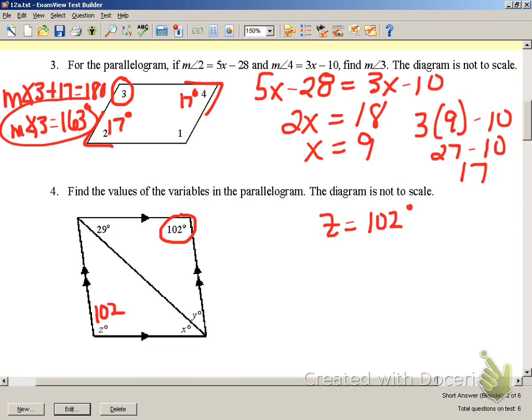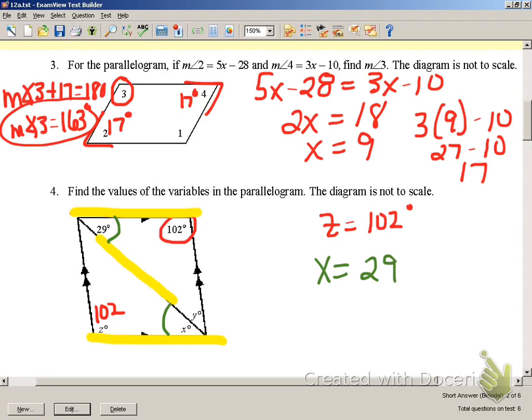Now, by us having parallel lines cut by a transversal, going through our properties of parallel lines, we know that alternate interior angles are congruent. So x equals 29 degrees. So now we need to figure out angle y. A couple of ways to do that.